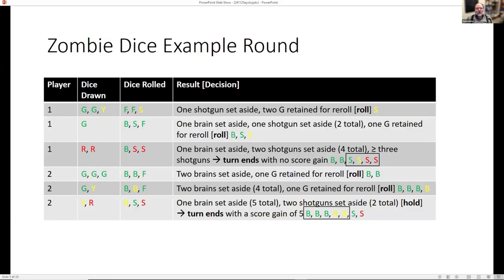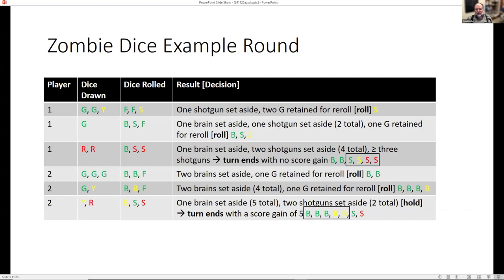The player has no points in the form of brains set aside, and so they re-roll. To do this, they need to draw an additional die from the cup. This turns out to be green. And on the second roll, a brain, a shotgun, and a footprint is rolled. The 1 brain is set aside. Another shotgun is set aside for 2 total, and 1 footprint in a green die is retained for re-roll.